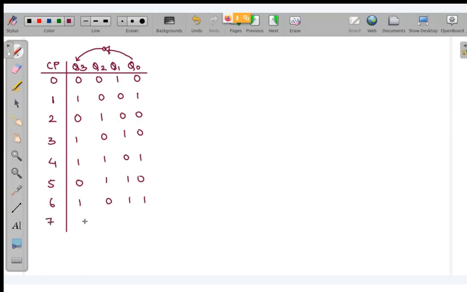In the seventh clock pulse, this will become 0, 1, 0, 1. Okay, so any repeated states that we have? So seventh we are getting over here. Any repeated? Okay, fine. So at the eighth clock pulse, what will happen? This will become 0, and this will be 0, 1, 0. Yes, now it is getting repeated. So we had started from 2, and we are again returning back to 2.